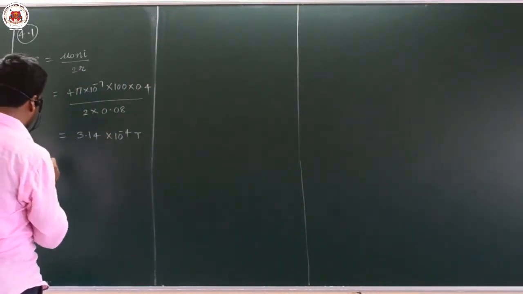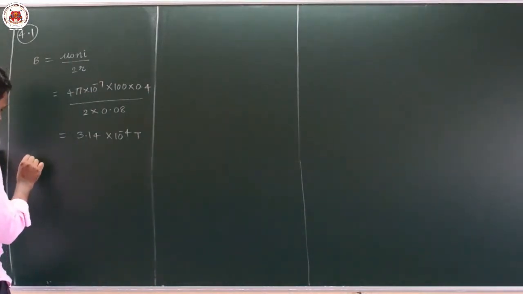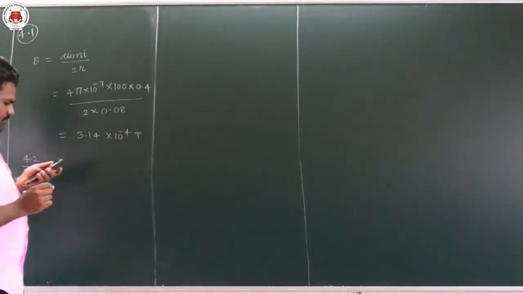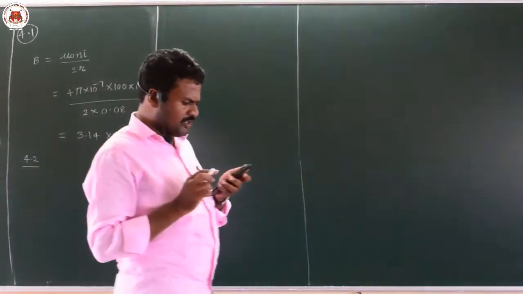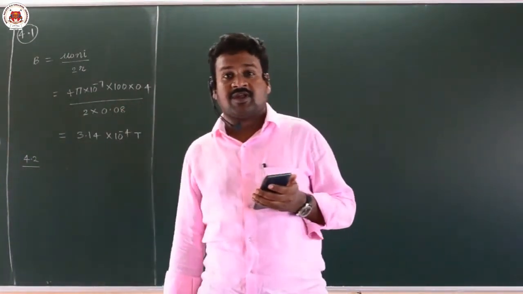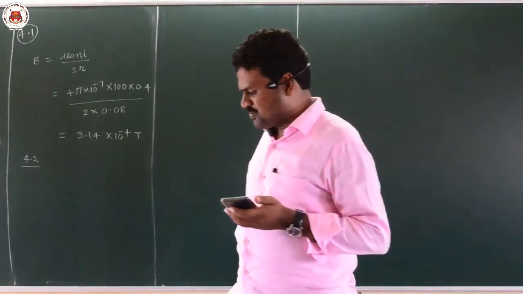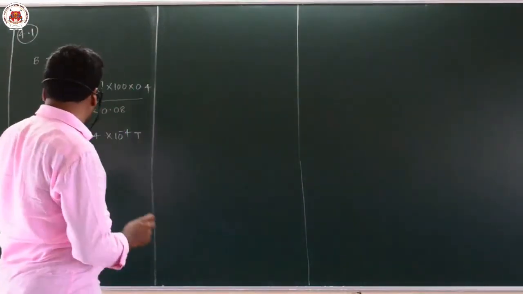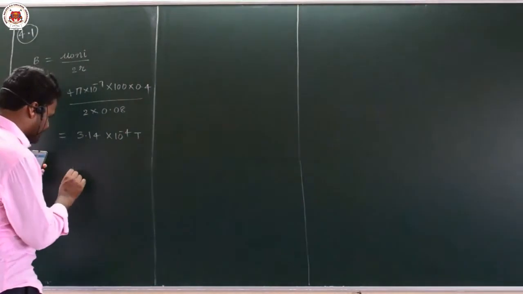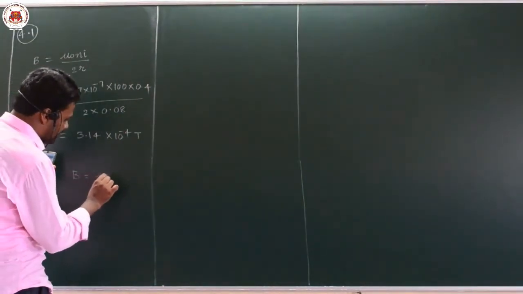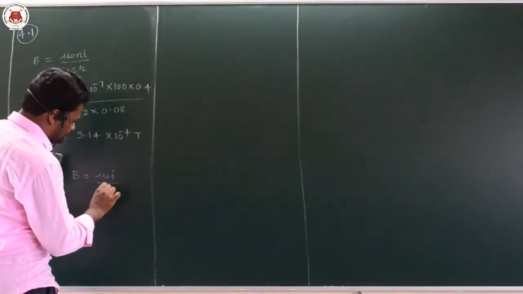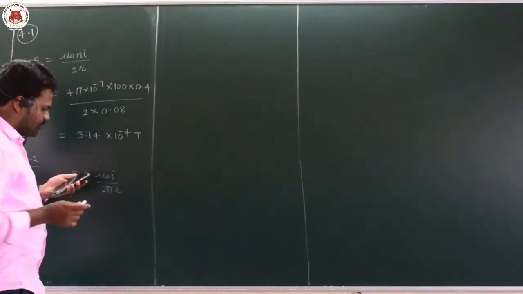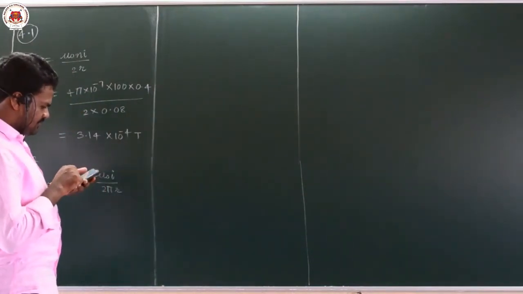Next, question number 4.2. A long straight wire carries, he has given long straight wire, which means this formula we derived by using Ampere circuital law. Magnetic field due to a long straight wire is B is equal to mu naught I by 2 pi r.